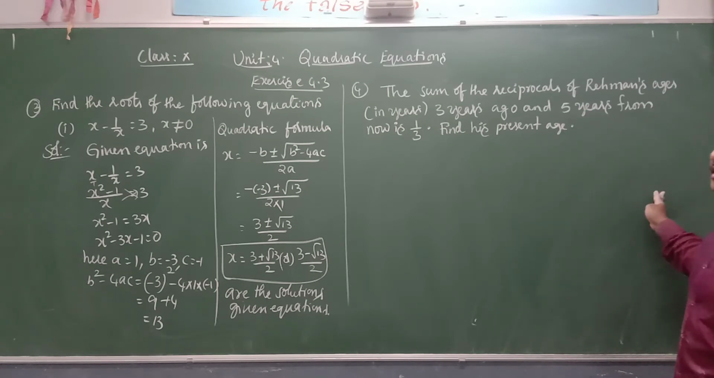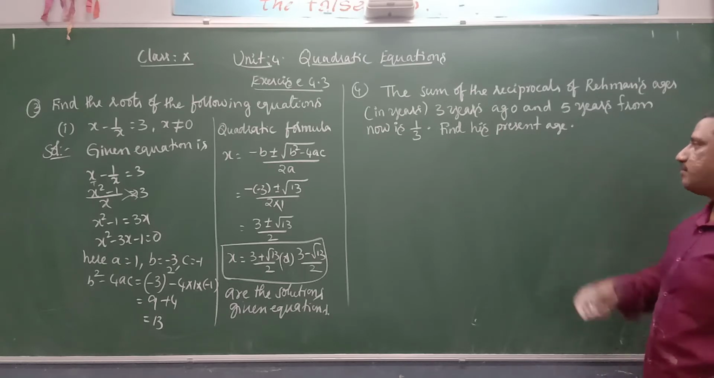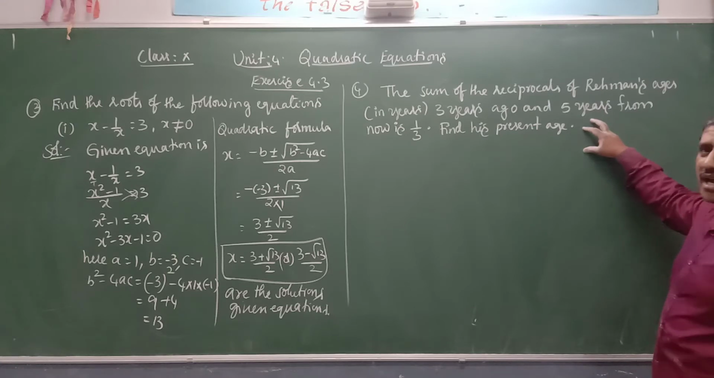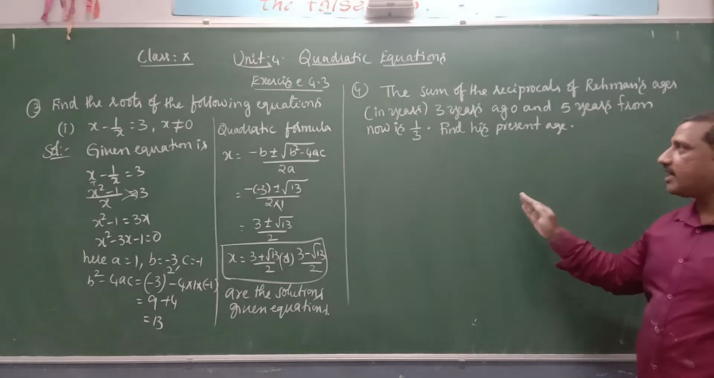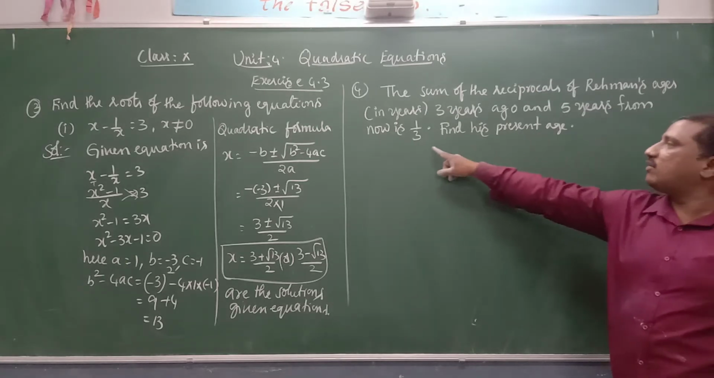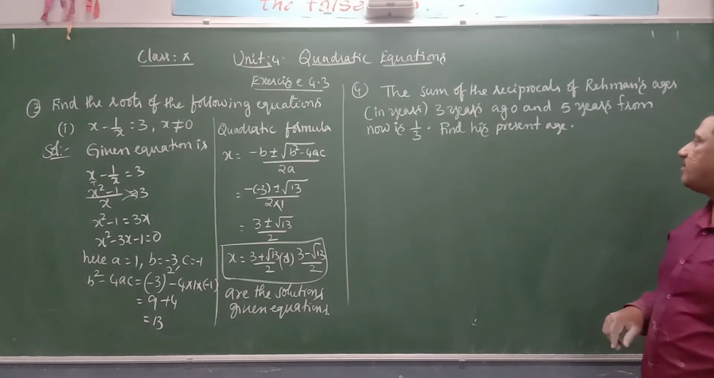5 years from now, that is after 5 years, is 1 by 3. Find his present age. A simple statement. So it is a problem related to the ages of a person, Rahman. Before 3 years and after 5 years, the sum of its reciprocals will give you 1 by 3. We need to find the present age of Rahman.